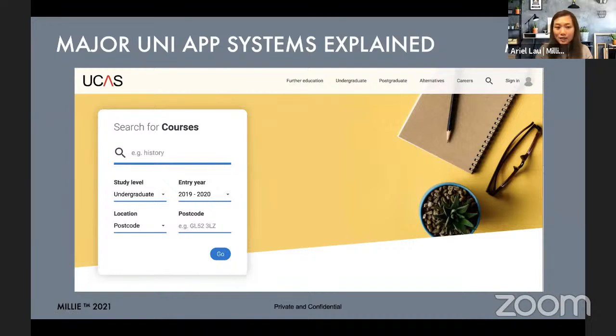And obviously your study level is undergraduate, and location, whether or not you want to be in London or in the outskirts, or say Warwick, etc. Just put in the location here and click your entry year, and then all the courses that different universities offer would pop up, and you can do your research from there.